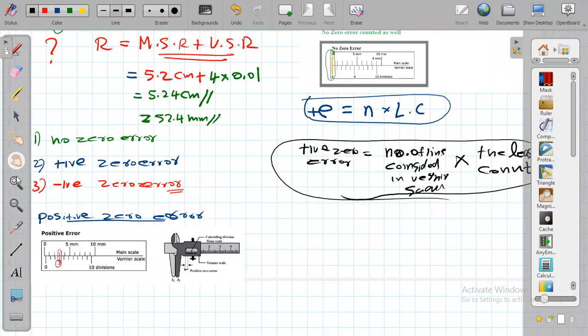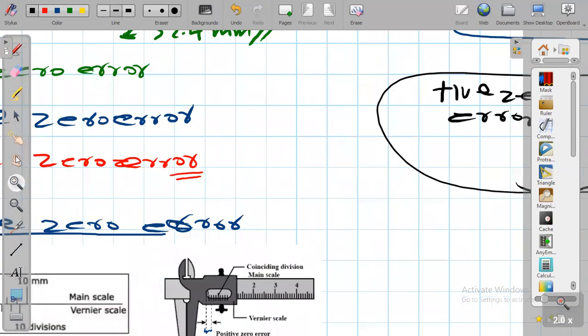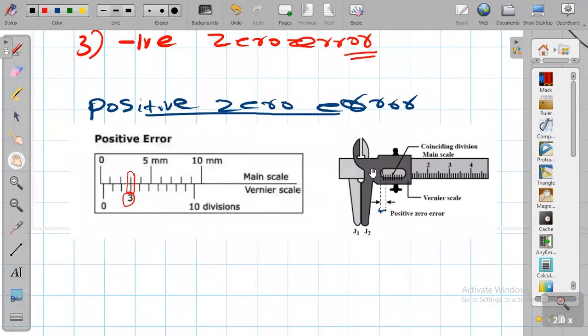You don't want to draw this one. But this one, copy this diagram quickly.